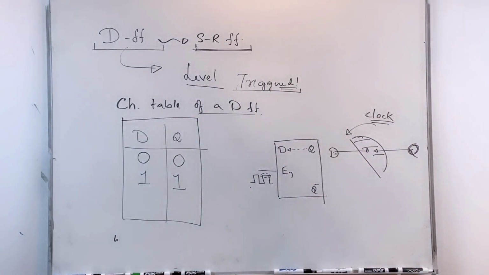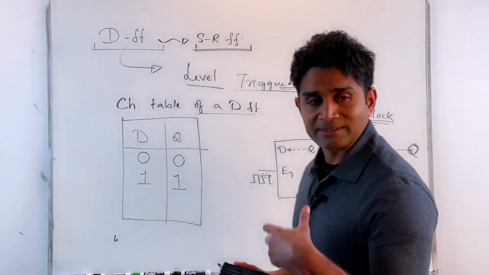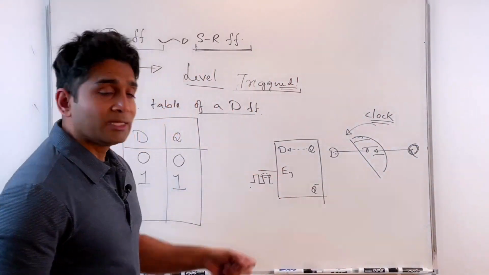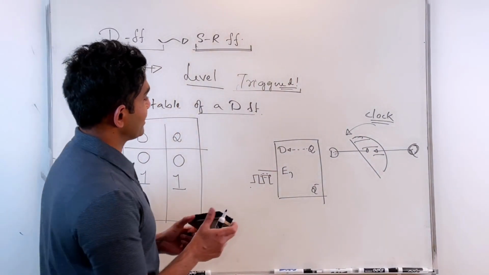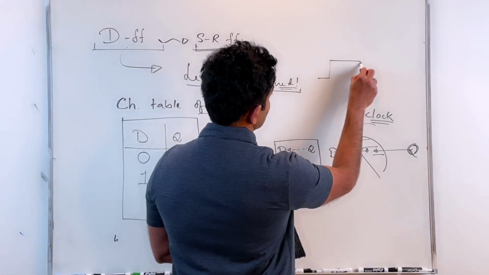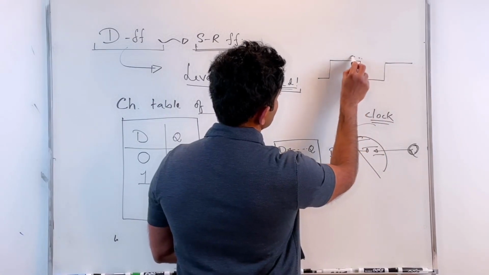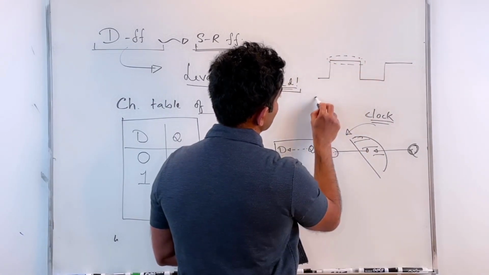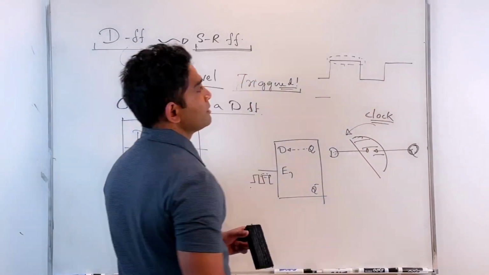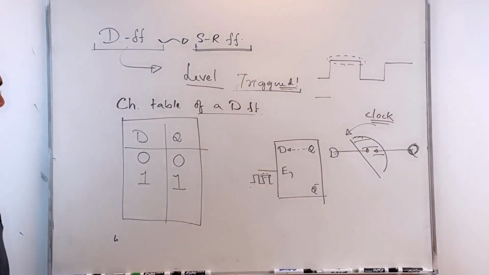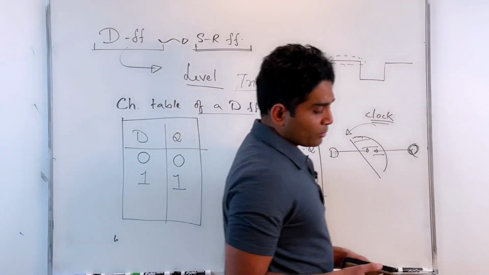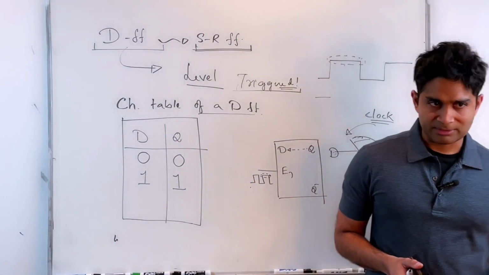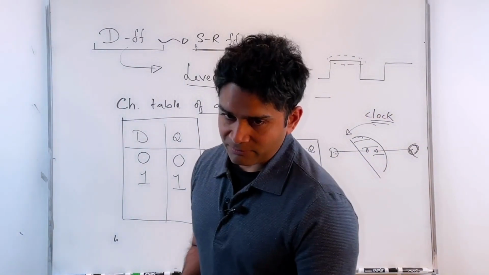Okay, all right. And this particular flip-flop gets triggered on the high level. So that's basically that high level. That's your clock. This is your high level. So whatever is happening on D at this level, my Q can see that. Okay, all right.